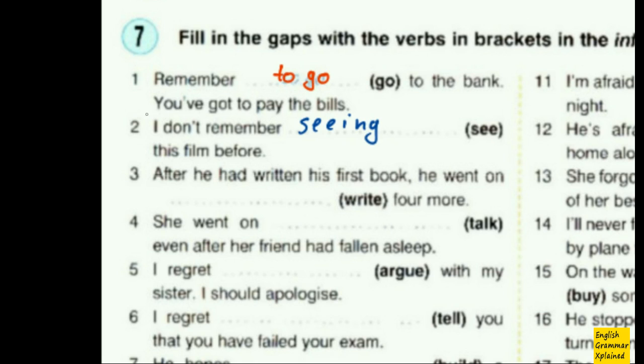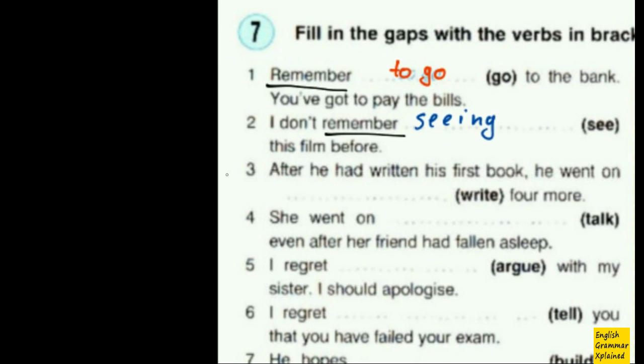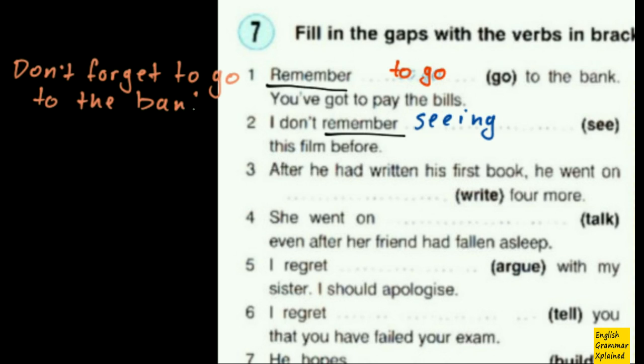So, what's the difference between number 1 and number 2? We have the same verb, remember, here, and remember, here. What's the point? The point is basically in meaning. When I use infinitive, I mean don't forget. Remember to go to the bank. In other words, don't forget to go to the bank. This is the message of this part.